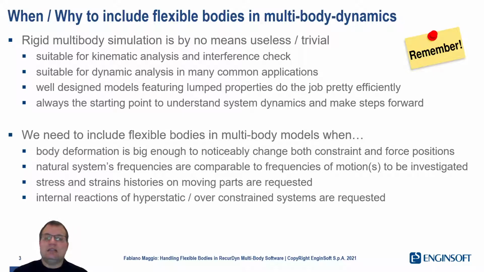whenever you just need to check for functionality and your model only features lumped properties, stiffness, damping, that are located in very precise points of your model, you can rely on rigid multi-body. This is always the starting point to not waste time. Of course, once you have a well-done rigid body model, you can make a step forward and convert a number of the included bodies into a flexible body.